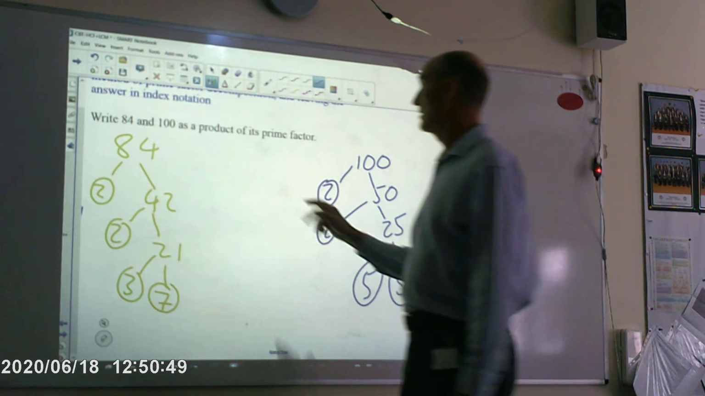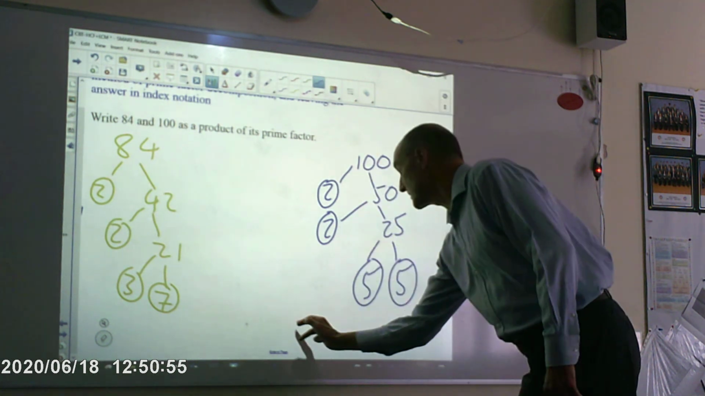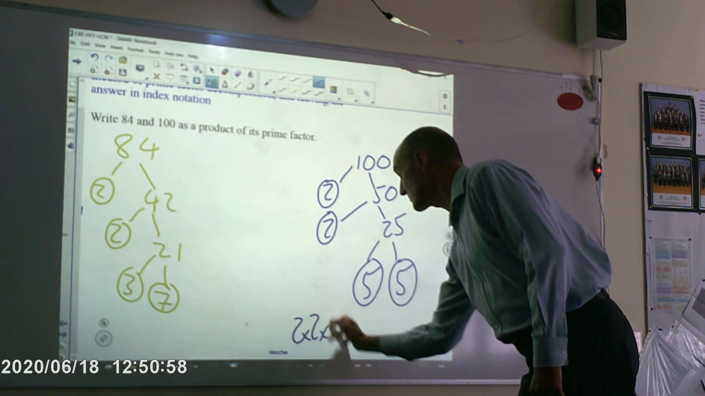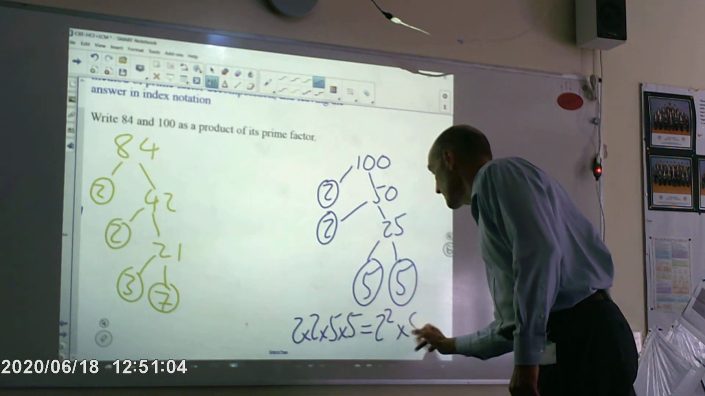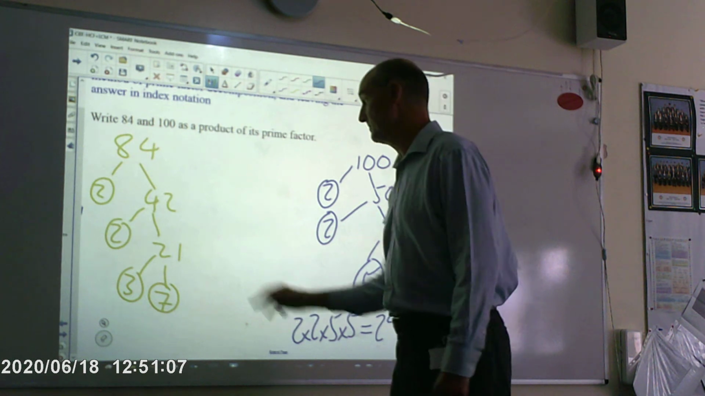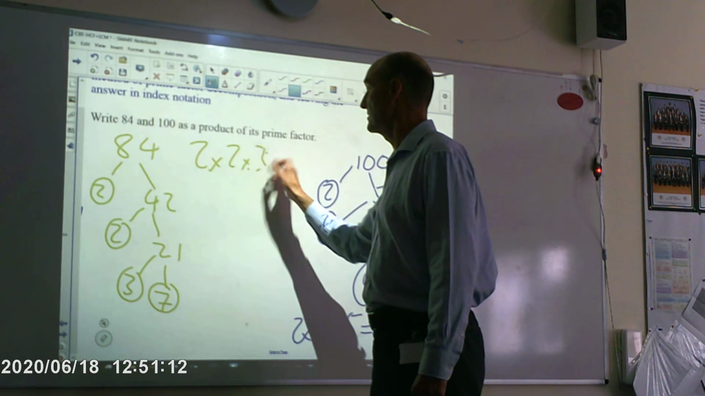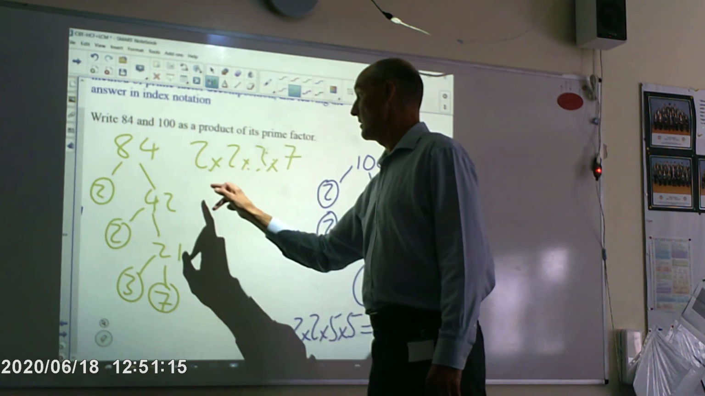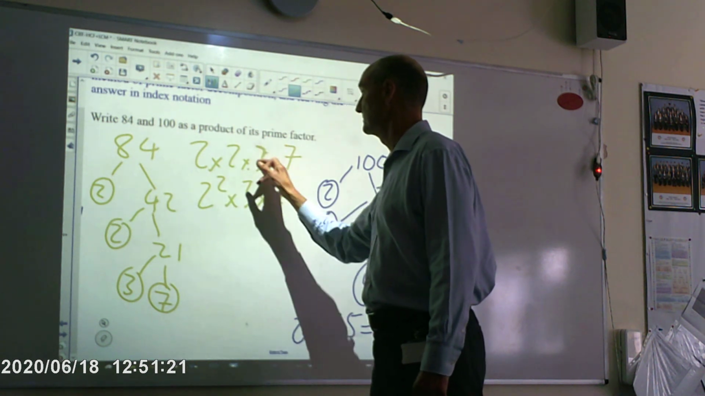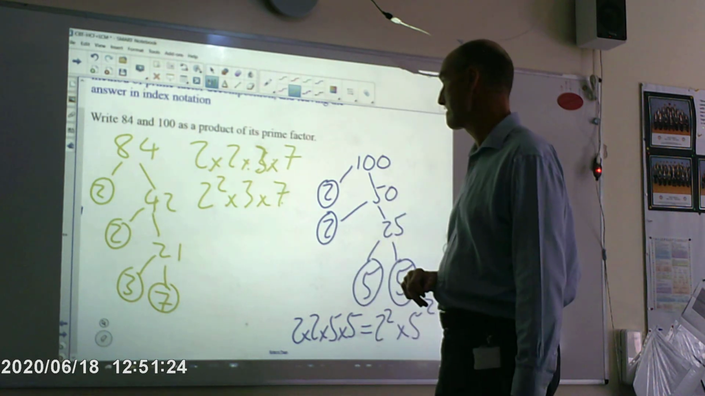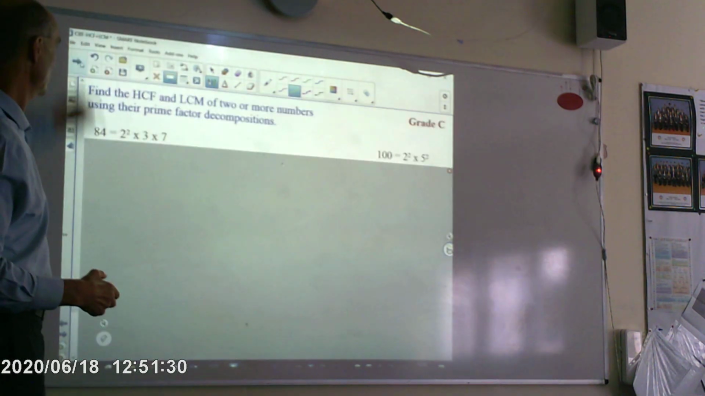So our prime factors for 100 are going to be 2 times 2 times 5 times 5. Can be written as 2 squared times 5 squared. And for 84, 2 times 2 times 3 times 7, 2 squared times 3 times 7. Okay? So, let's have a little look at that.